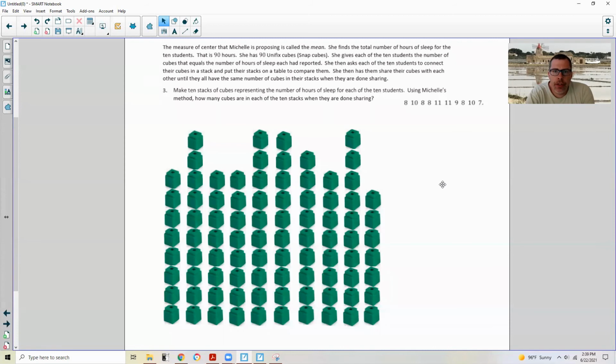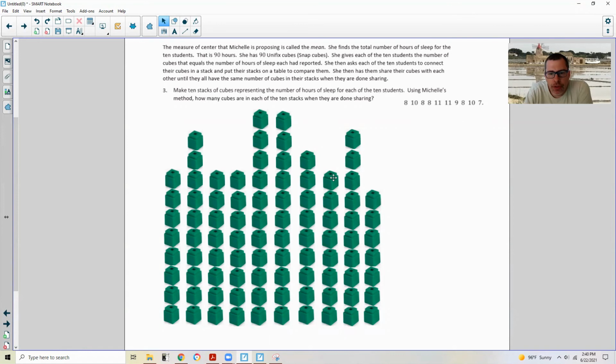Okay, so here are the Unifix cubes. And I copied the number over. These are the results that she got for sleep hours. So 8, 10, 8. So this is 1, 2, 3, 4, 5, 6, 7, 8. This one's 10, 8, 8. 1, 2, 3, 4, 5, 6, 7, 8, 9, 10. I need 2 more of those. So I'll put 1 here. There's 11. I'll put 1 more here. There's 11. So those are those 2 11s. Here's 9. Here's 8. Here's 10. And here's 7.